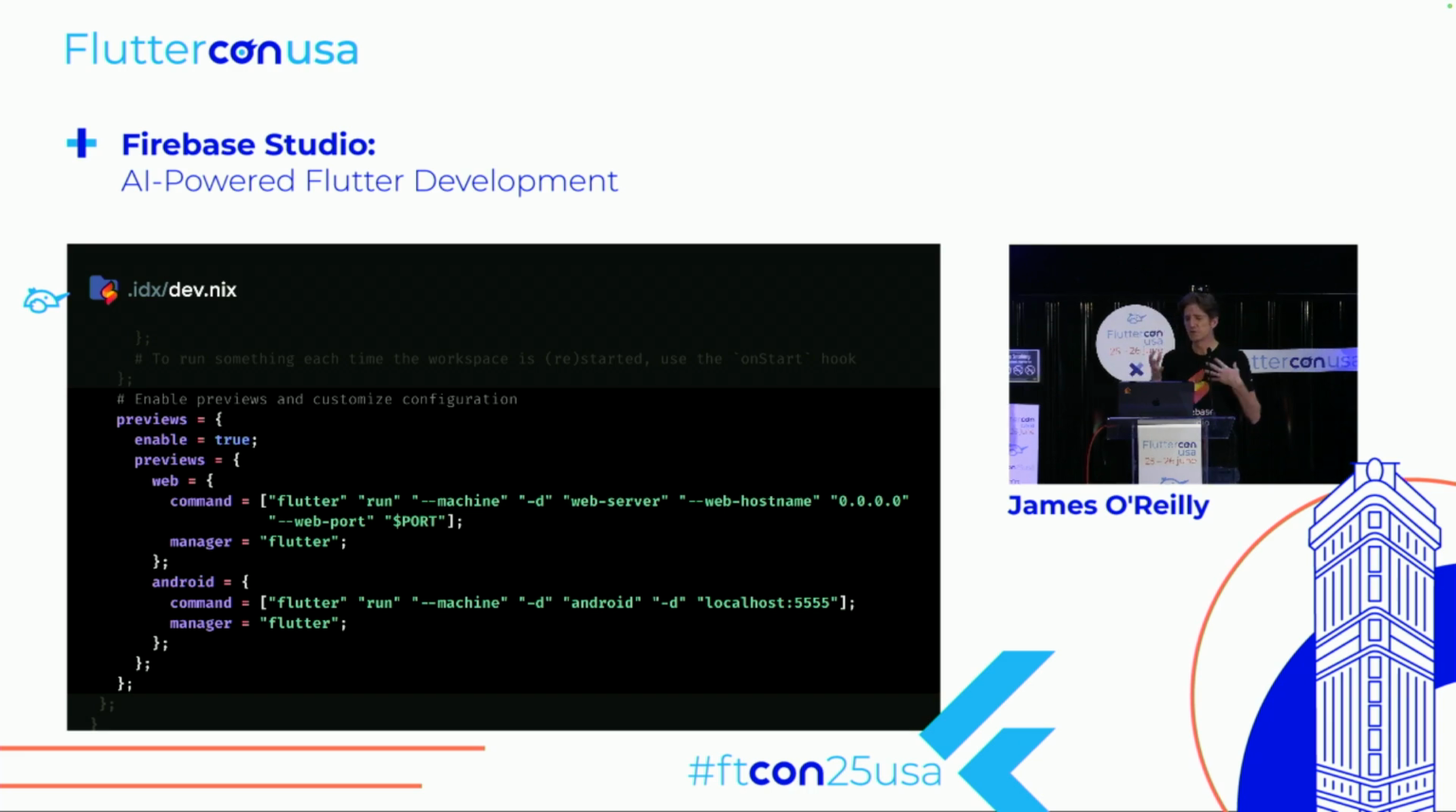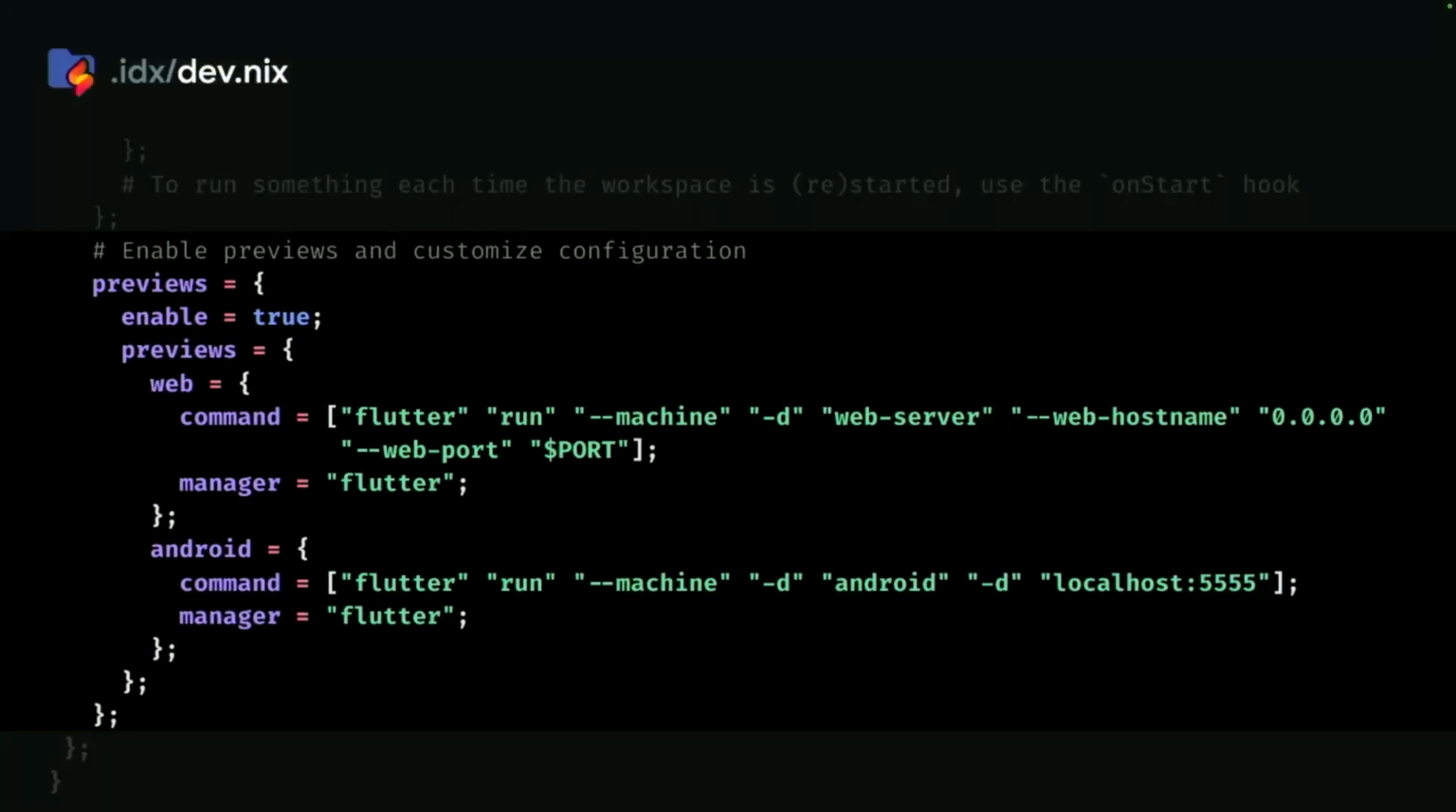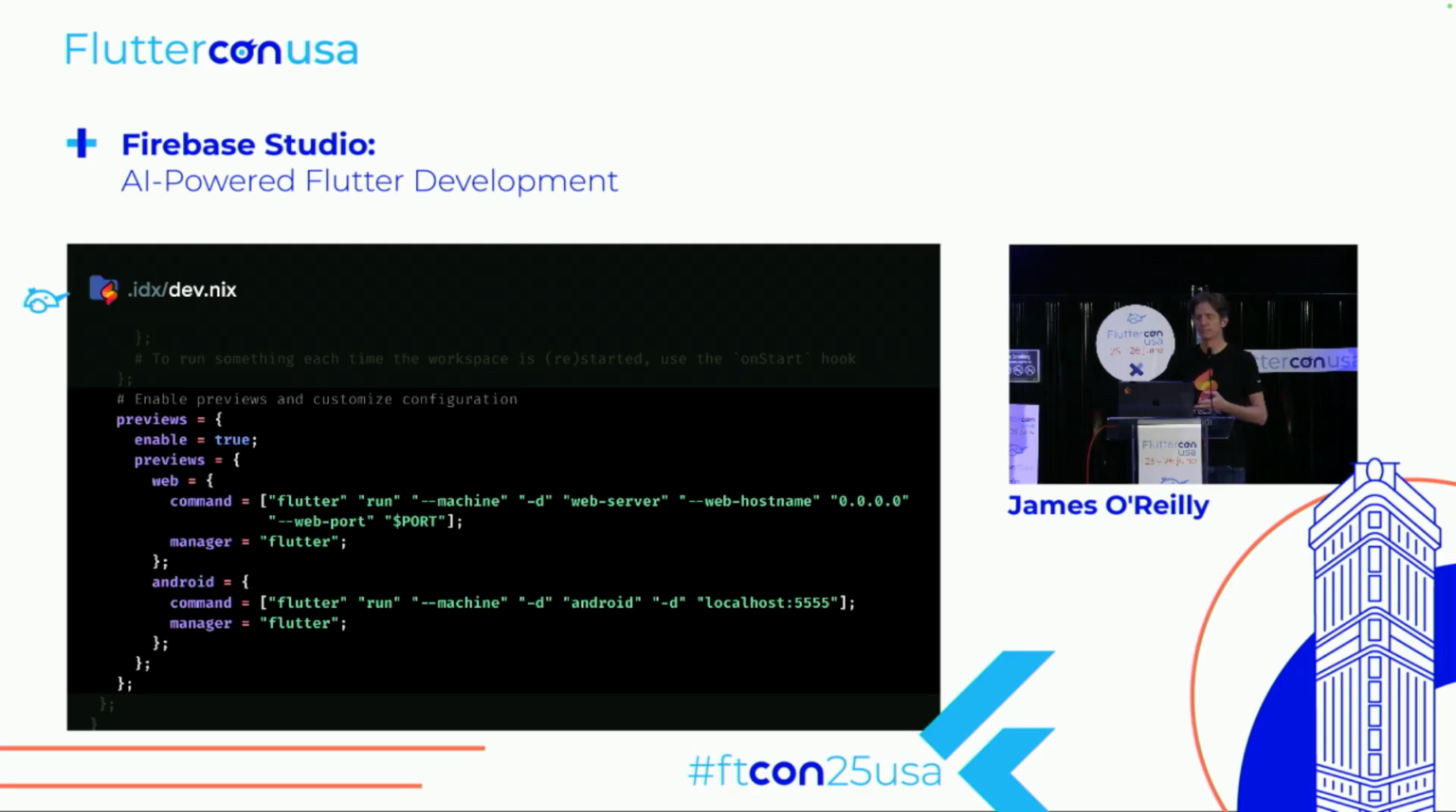And speaking of which, this preview section. The preview section defines which previews you want available to your application, and we currently have two. There's a web preview and an Android preview. The Android preview is an emulator, so it's running in Linux. This is not a browser-based interpretation of an emulator. It's from Android Studio.